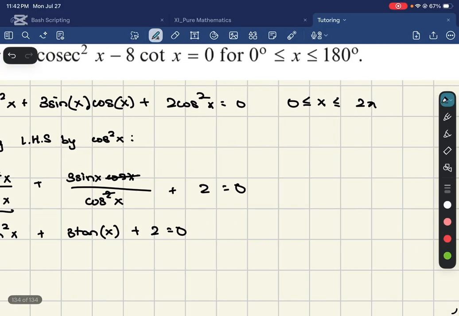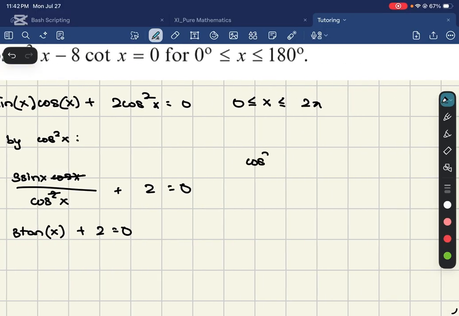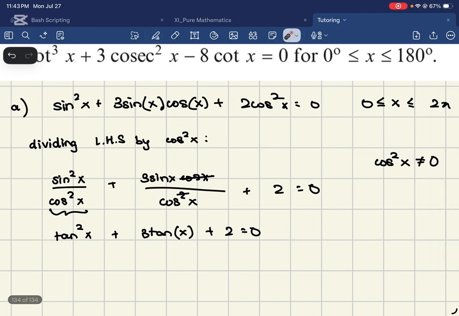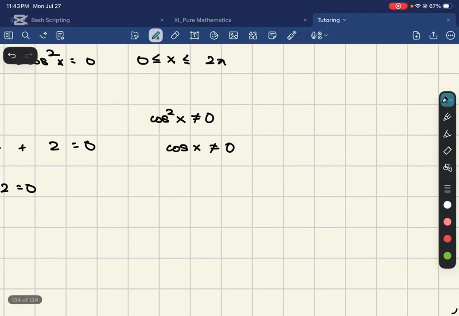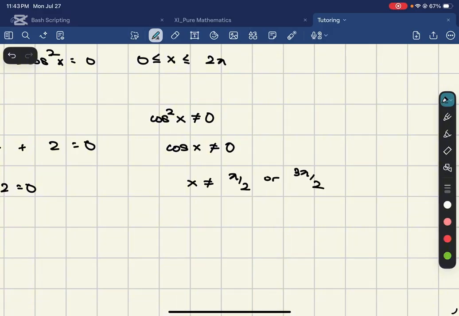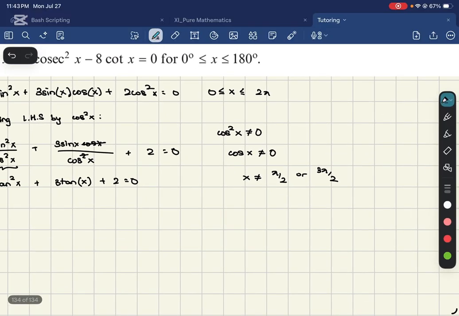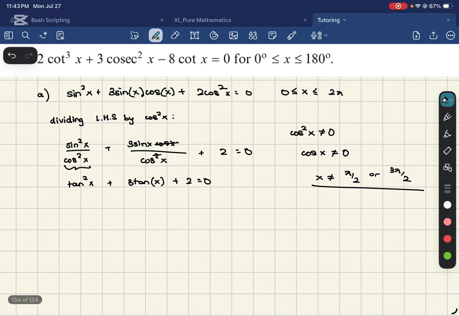However, we have one assumption, and the assumption is that cosine squared x cannot be equal to 0. Why? Because we divided the left-hand side, so it's in the denominator. It cannot be 0. This means cosine x cannot be equal to 0, and that means x cannot be equal to pi by 2 or 3 pi by 2, because at 90 and 270, cosine of x is 0, right? So we have these two angles are not possible in this case.